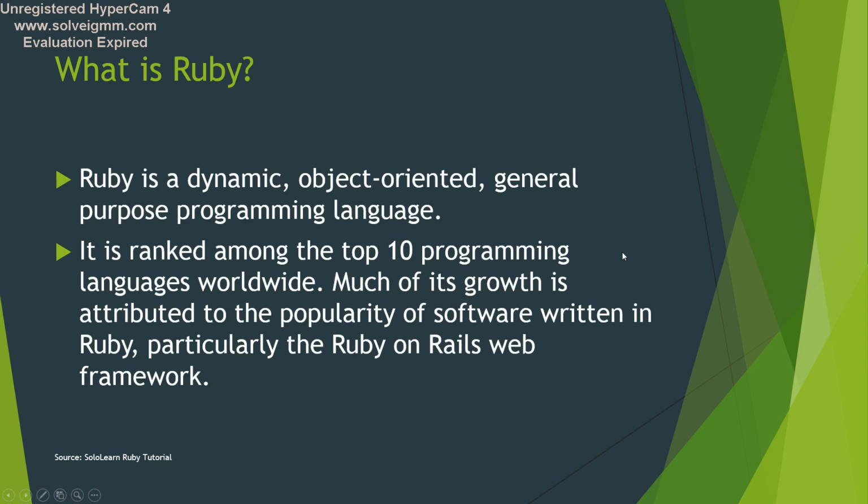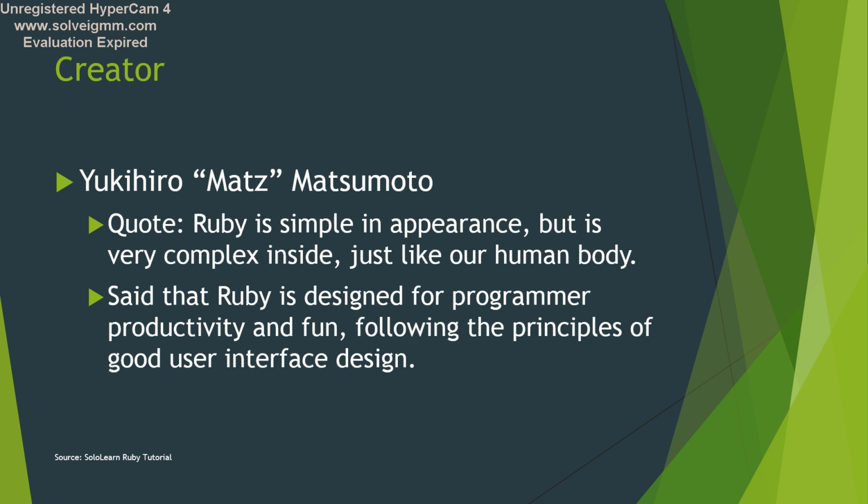What is Ruby? Ruby is a dynamic, object-oriented, general-purpose programming language. It is ranked among the top 10 programming languages worldwide. Much of its growth is attributed to the popularity of software written in Ruby, particularly the Ruby on Rails web framework. The creator is Yukihiro Matsumoto, who stated that Ruby is simple in appearance, but very complex inside, just like our human body. And he says that Ruby is designed for programmer productivity and fun, following the principles of good user interface design.